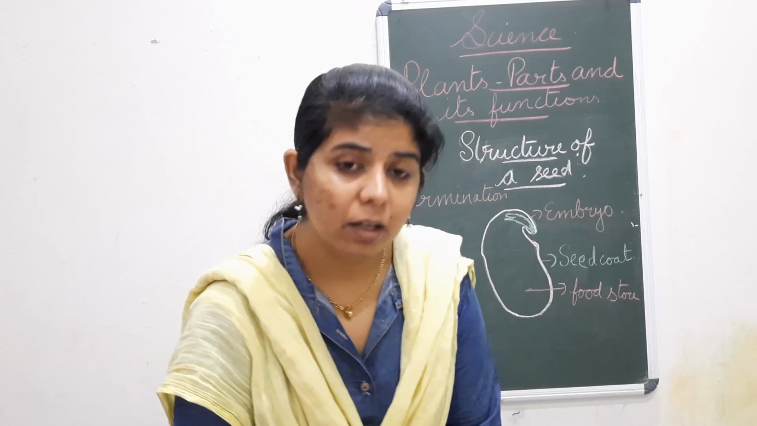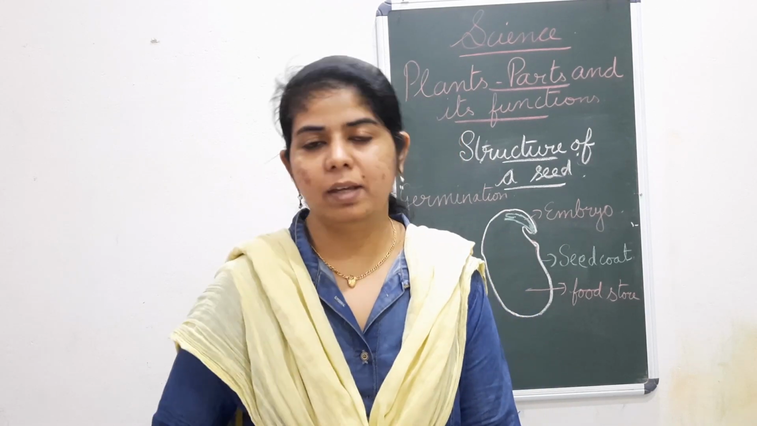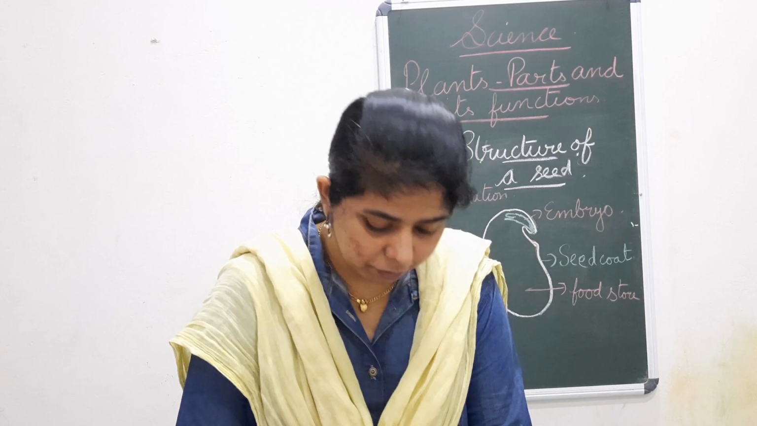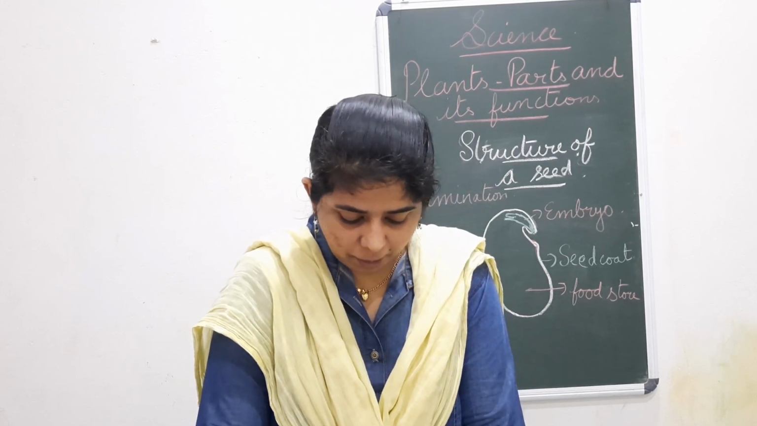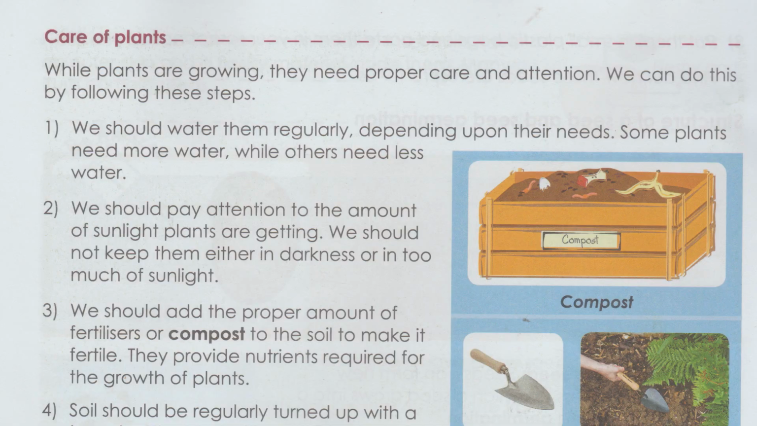Now you can see how to take care of plants. That is also very important. We shouldn't harm the plants. What all things we have to do to take care of the plants is given on page number 32 in your textbook. You can open the textbook first. Ready now? Page number 32, care of plants. While plants are growing, they need proper care and attention. We can do this by following these steps.